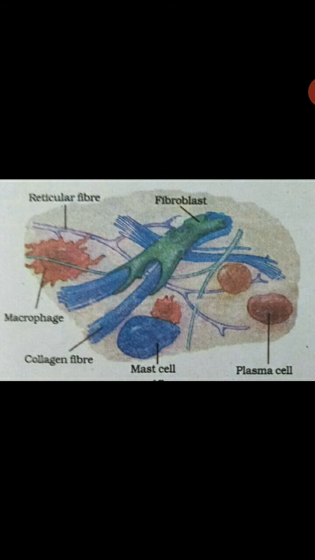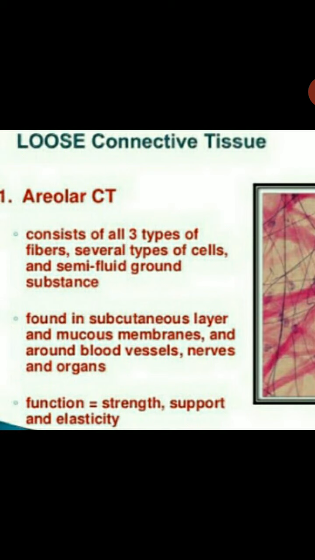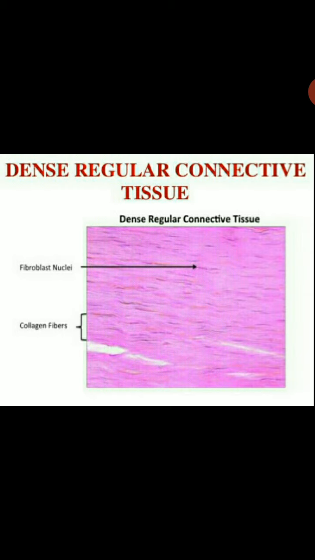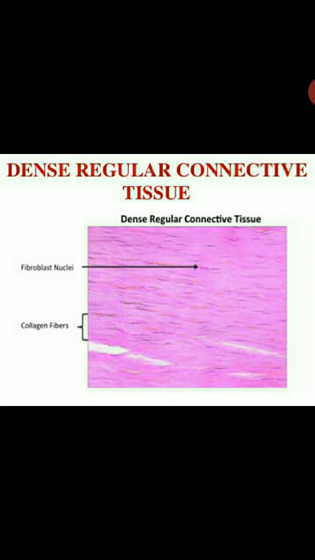First one is areolar connective tissue. It consists of reticular fibers, collagen fibers and fibroblasts with mast cells and plasma cells, and a semi-fluid jelly-like matrix, the ground substance. It is found in the subcutaneous layer and mucous membranes, in blood vessels, nerves, organs and also in bone marrow. It fills the space inside the organs, strengthens and supports the internal organs and gives elasticity to the body parts.